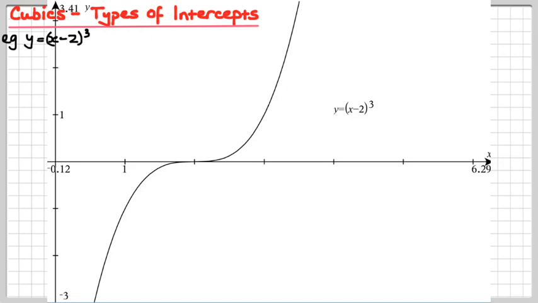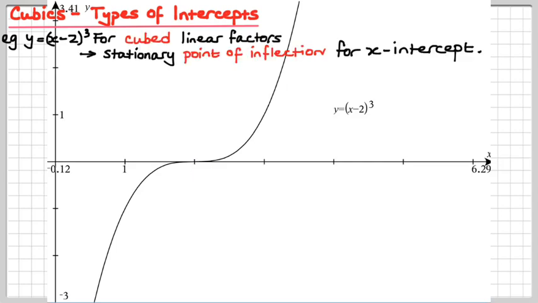So, right, now we're doing types of intercepts. Now, see this one here. This is (x minus 2) all cubed. And what have we got here? You see it's a cubed linear factor. When you have a cubed linear factor, it creates a stationary point of inflection. That's what it does, right? Stationary point of inflection for the x-intercept. Okay? You get that?